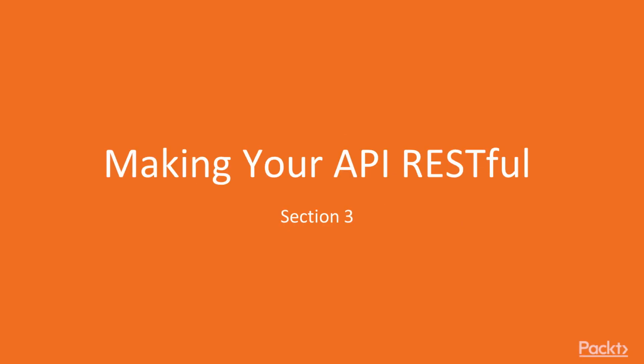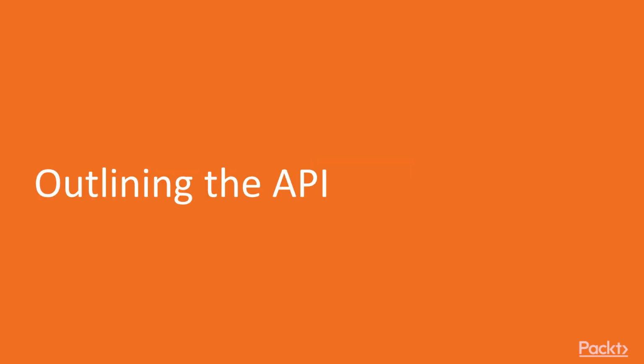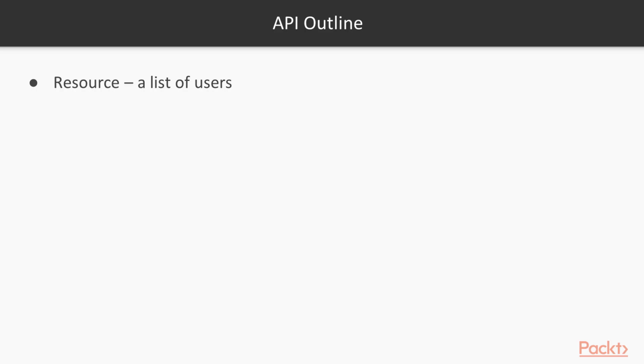Welcome to section 3 of the Building RESTful APIs in Go. In this section, we are going to create the core of our functionality, namely the part of the API that responds to actual requests. However, before we do any coding, we need to define the API functionality, which is the topic of this video. Regardless of the scope of the project, a similar specification is always needed, both for the developers and for those who will be accessing the API.